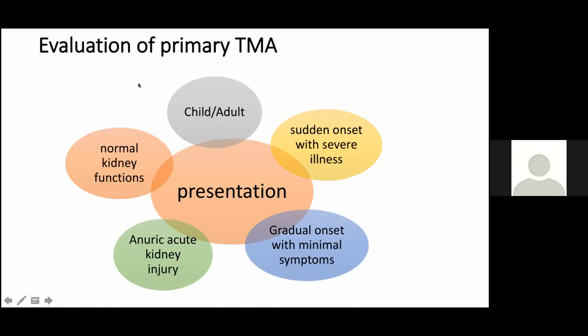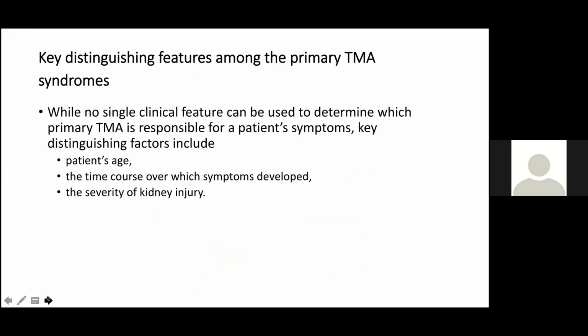Just a few words about the presentation. Primary TMAs can occur in a child or an adult, and the onset of disease can be very sudden with severe illness, or it can be gradual with minimal symptoms as well. So they can present in either way. And the kidney injury can be anuric, an acute kidney injury, or normal kidney function. So they have a variety of presentations, and we have to keep these in mind.